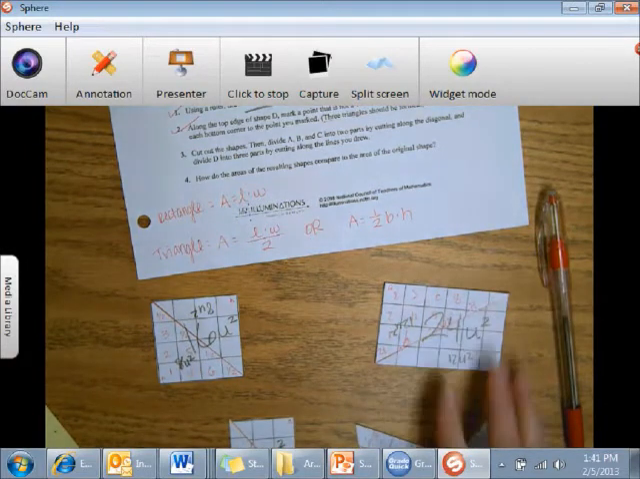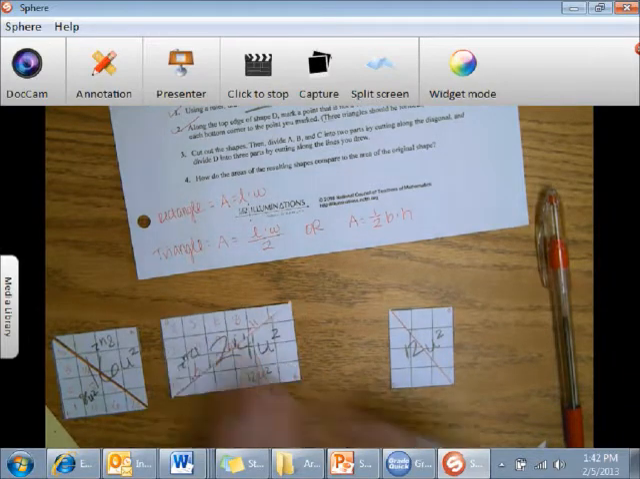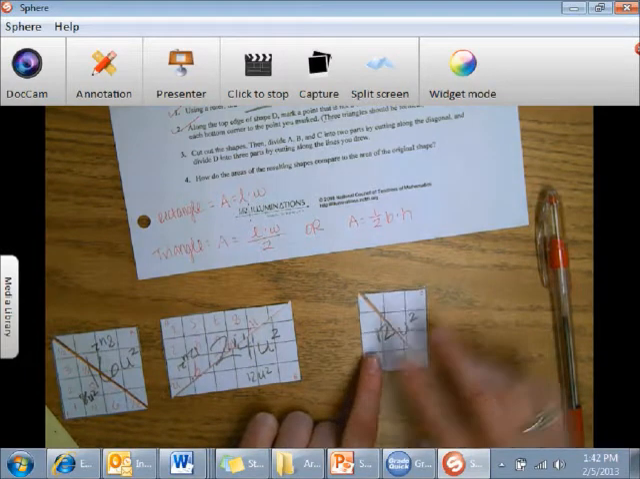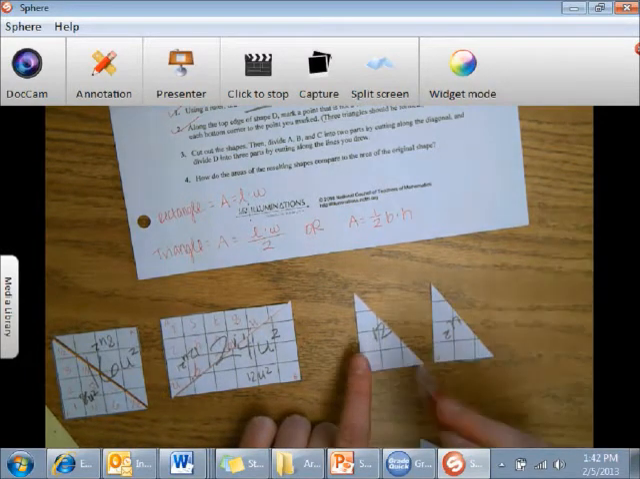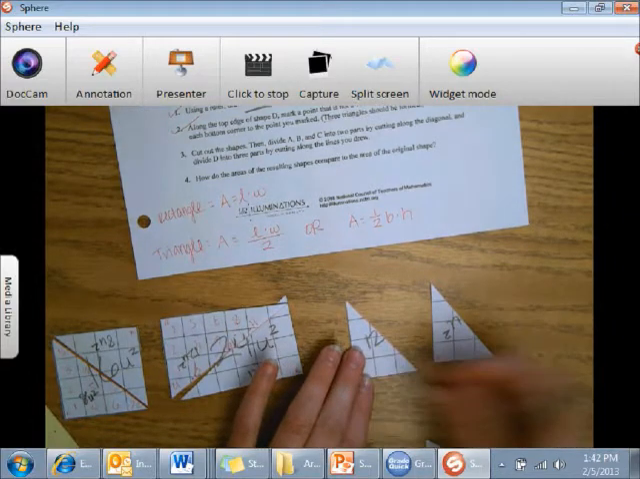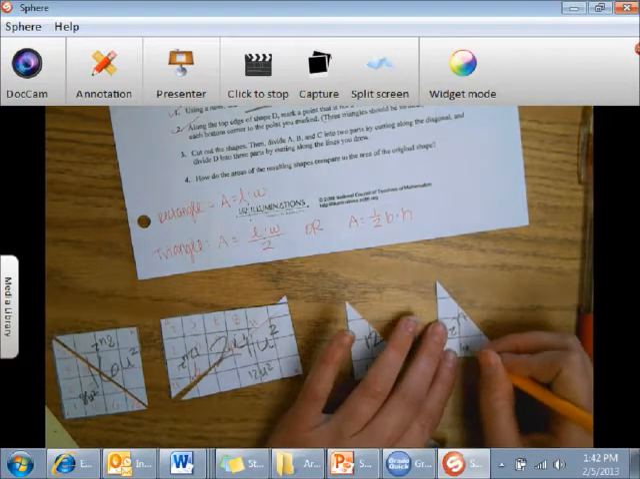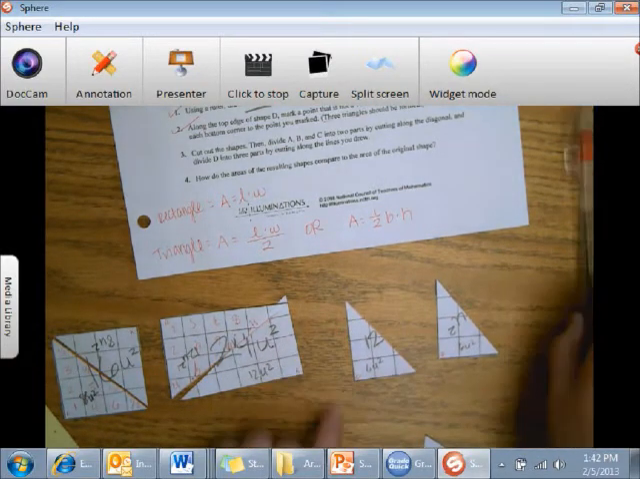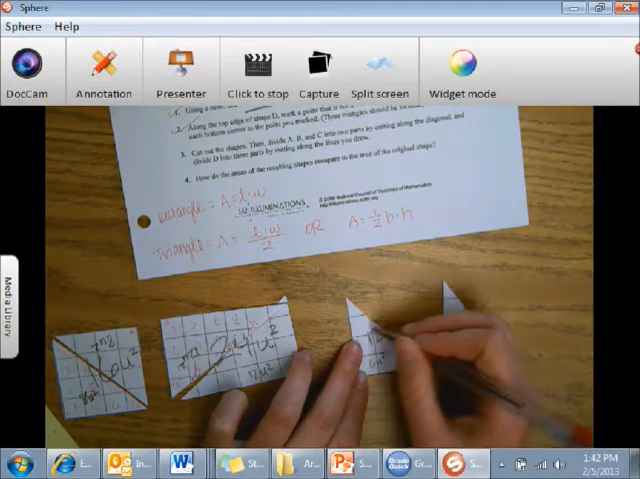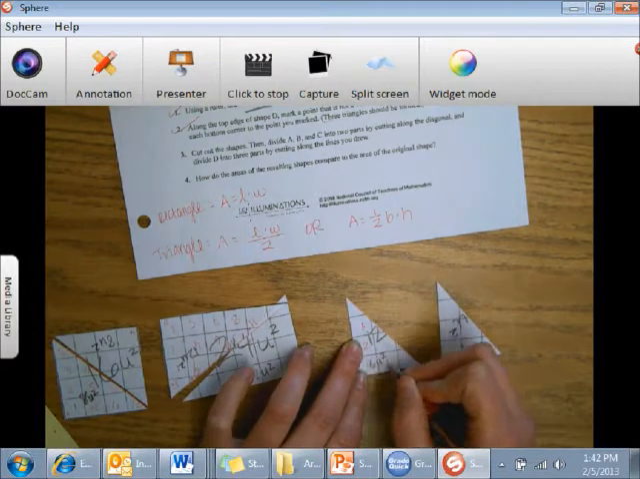So now, we've already looked at these. If we look at C, and we know that these two together is 12 units squared, what do you think the area of each triangle would be? Did you come up with 6 units squared? If so, you're correct. And we can check that by seeing that we have right here and right here, that's 1 square, 2 squares, 3 squares, 4 squares.